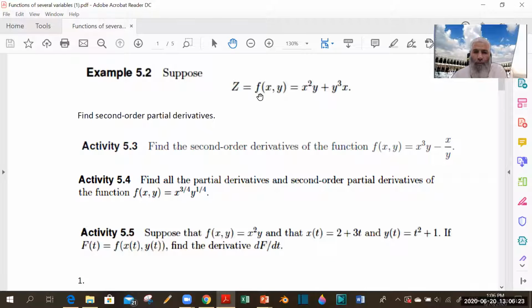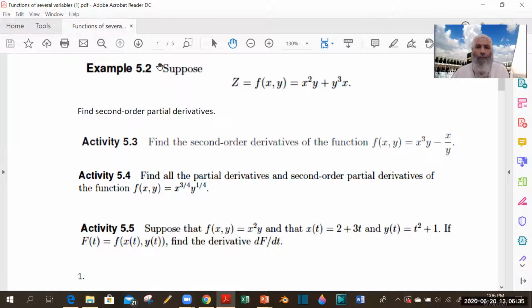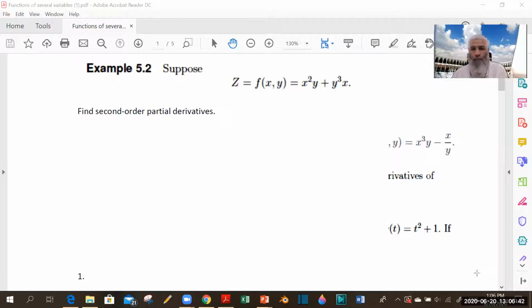Now z equals f of x and y equals x squared y plus y cubed x. Find second order partial derivatives. Second order means second derivatives. We found the first derivative, and now we find the second derivative. df dx is what?